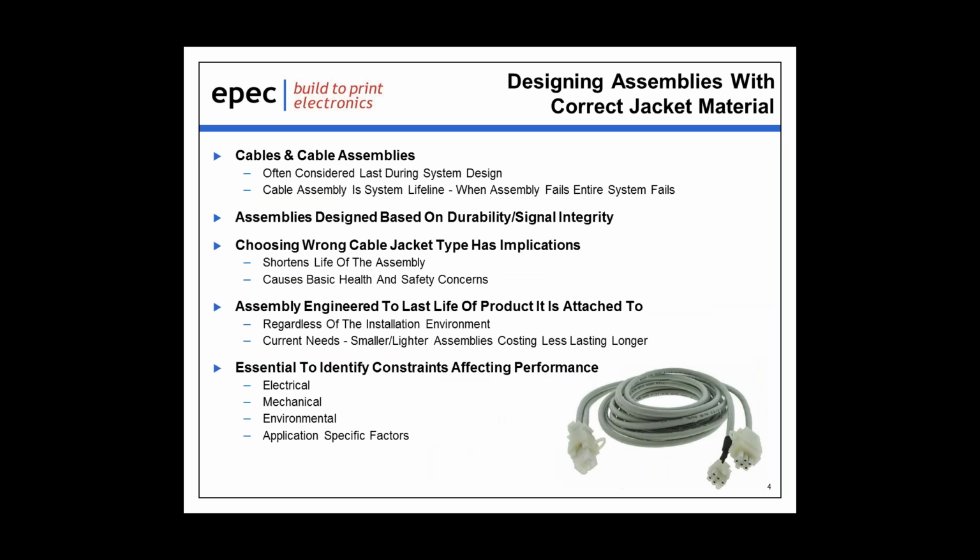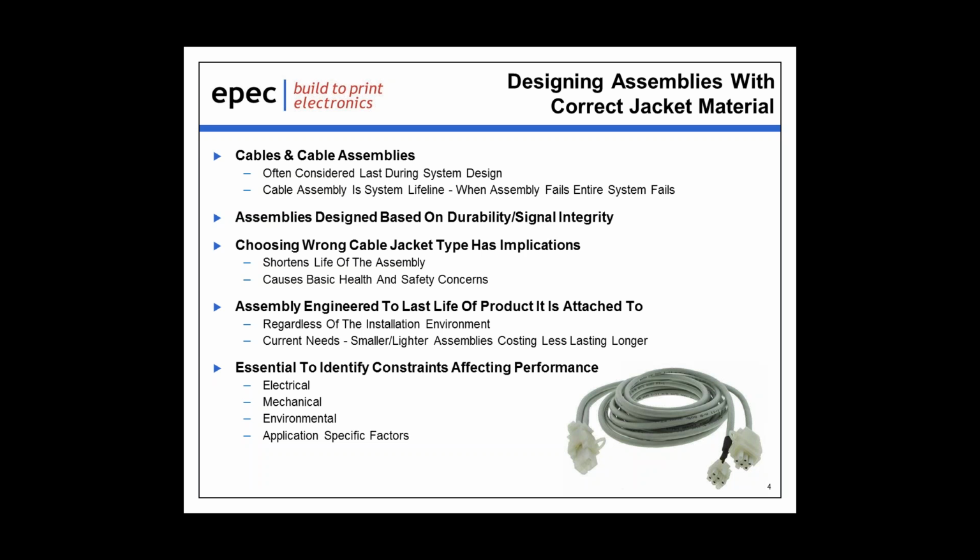A cable assembly is usually one of the last components to be considered during the system design. Unfortunately, because it is one of the last ones, the assembly can sometimes be a major stumbling block. Cable assembly is really the lifeline of a system. If the assembly fails, the entire system fails. During the design stage, the assembly needs to be looked at for both durability and signal integrity. Looking at only one of those attributes could lead to choosing the wrong jacket material, which could lead to premature failure of the assembly or cause health or safety issues.